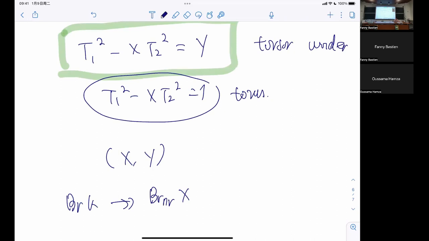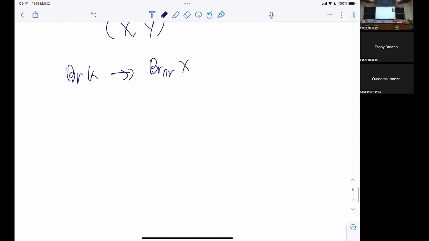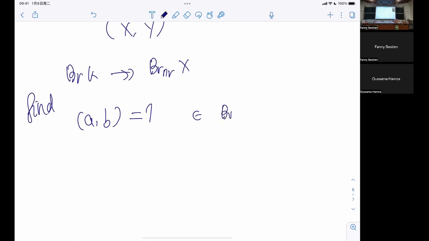Actually, I've been working on this. It is translated to the problem of detecting certain symbols, because we've talked about quaternions. It means that we want to find independent elements A and B such that we have a vanishing of this symbol in the Brauer group of 2. I'm not sure, so that's the reason why I'm here for help.